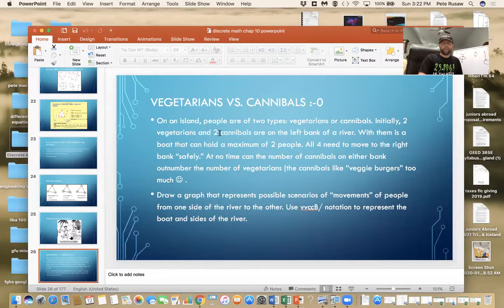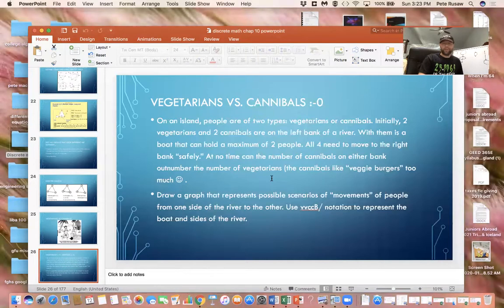On an island, people are of two types, vegetarians or cannibals. Initially, 2 vegetarians and 2 cannibals are on the left bank of a river. Down here, you can see this notation: vegetarian, vegetarian, cannibal, cannibal, boat, slash. The slash is the river, and then there's nothing on the right side. So this would represent the initial condition. The boat can only hold 2 people, and we need to move 4 to the right bank safely. At no time can the number of cannibals on either bank outnumber the number of vegetarians.